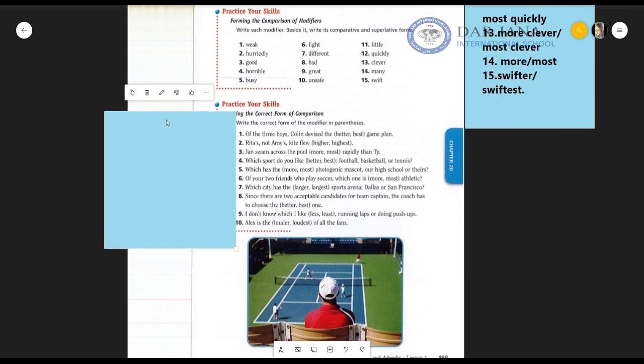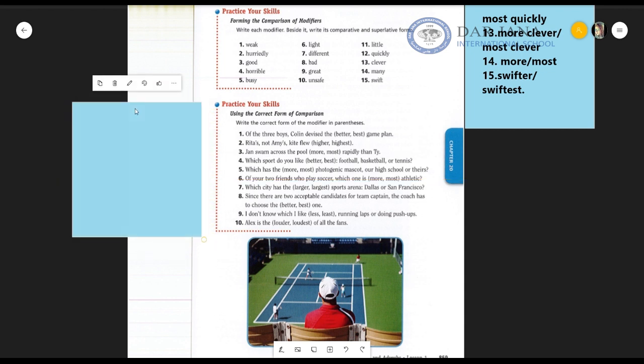So let's start with number 1. Of the 3 boys, Colin devised the better or best game plan. I have Colin being compared to the 3 boys, so this is more than 2, so I'm gonna go for the superlative form, so best.